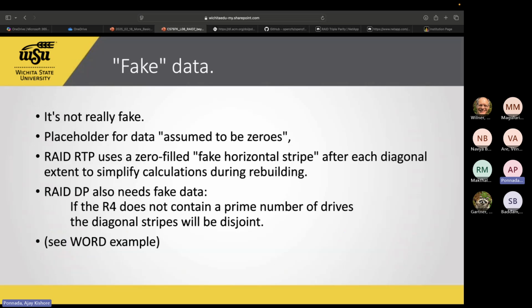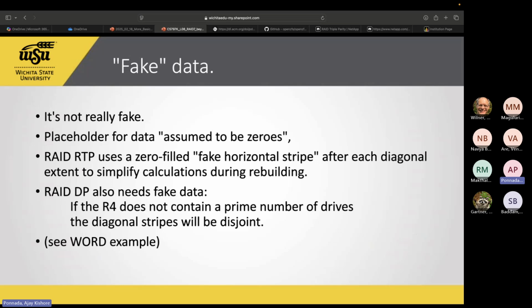So fake data, it's not really fake. As I said, it's not really fake. These are placeholders for data assumed to be zeros. Okay. So RAID RTP uses a zero-filled fake horizontal stripe after each diagonal extent to simplify calculations during rebuilding. Okay.